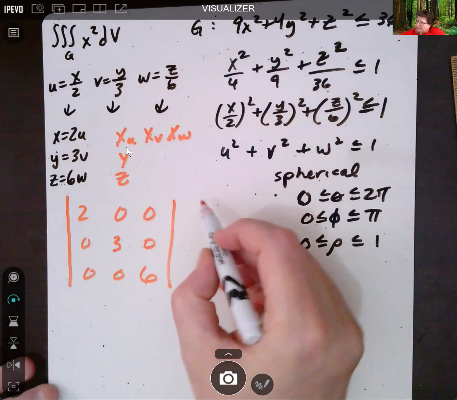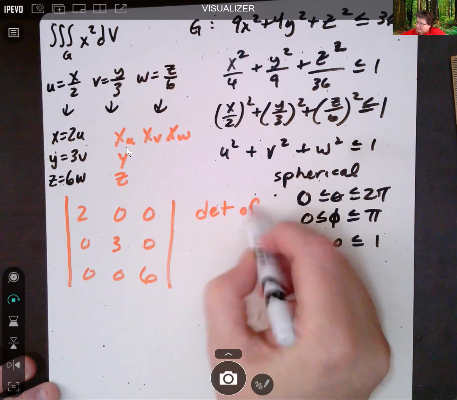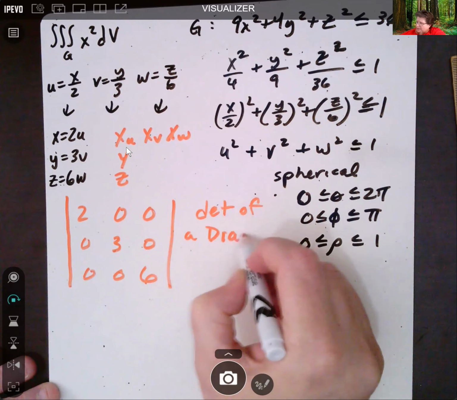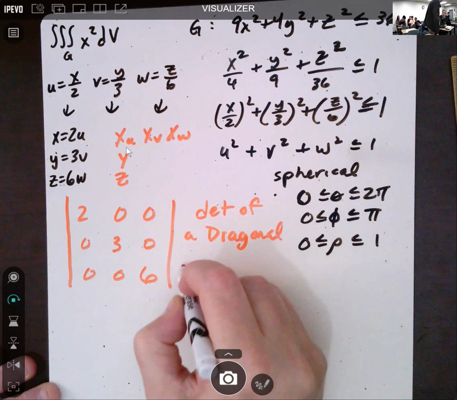And the determinant of a diagonal matrix is the product of the diagonals. This makes way more sense.